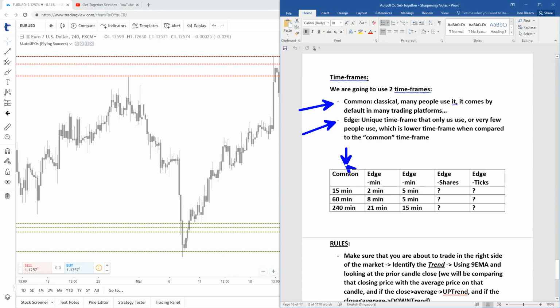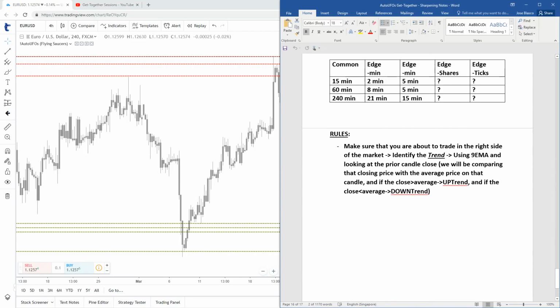The common are going to be classical time frames that everybody uses, such as the 15, the 60, the 240, and then the edge time frames. Today we're going to be using the 2, the 8, and the 21. But be ready, because on the next weekend, we'll start talking about share bars and tick charts and a series of other types of time frames that will provide an edge. That's why we call it edge time frame. So little by little, today we'll focus on the 2, the 8, and the 21, because we haven't covered any of that yet.